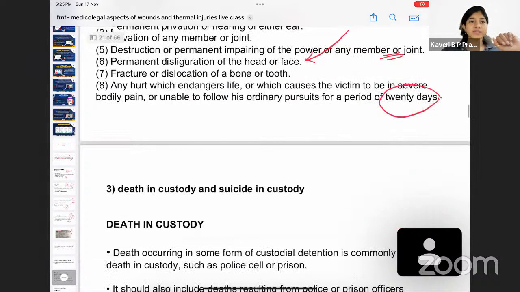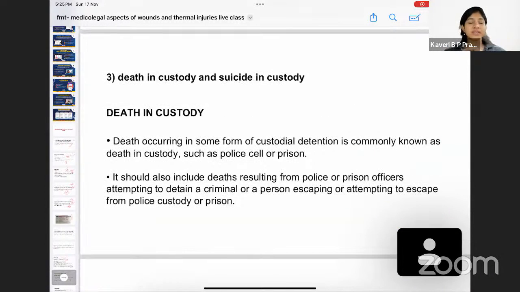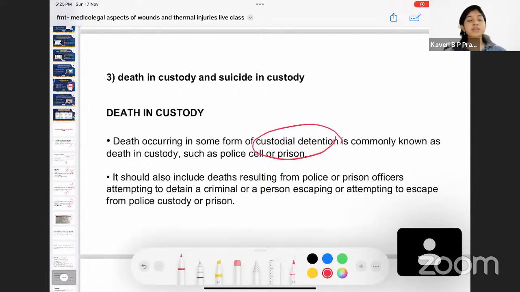Now, coming to the next question, death in custody and suicide in custody. What do you understand by that? It means any death that happens whenever a person is in detention in custody is called death in custody. It could be in a police cell or in a prison. So the death occurring at the time of custodial detention is nothing but death in custody.